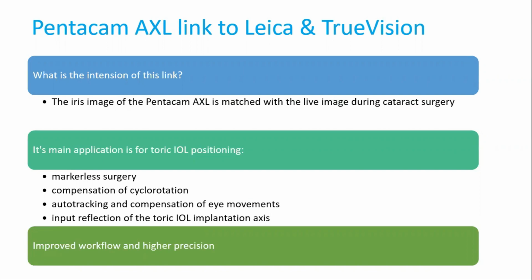Okay. So what does it say here? Main application is for toric IOL planning. Fine. So it's basically very similar to what we do with Verion. So basically they have their own system.